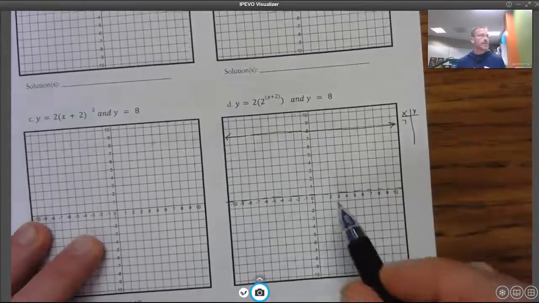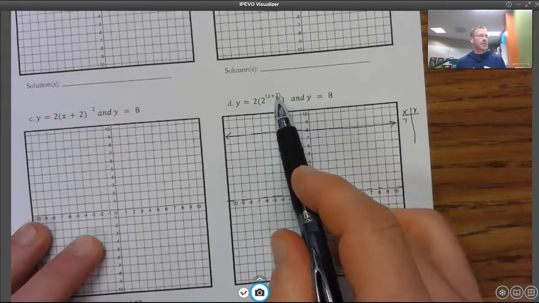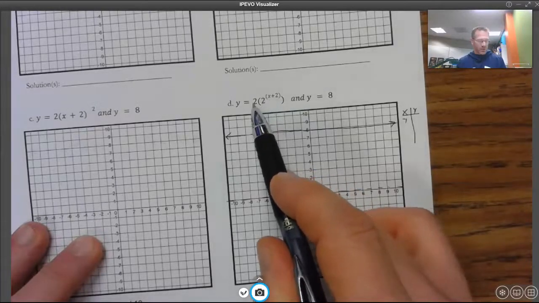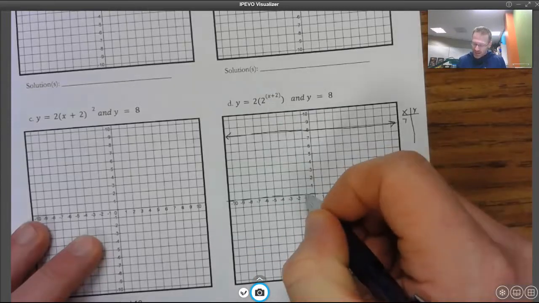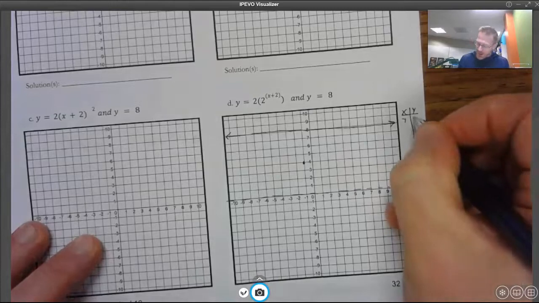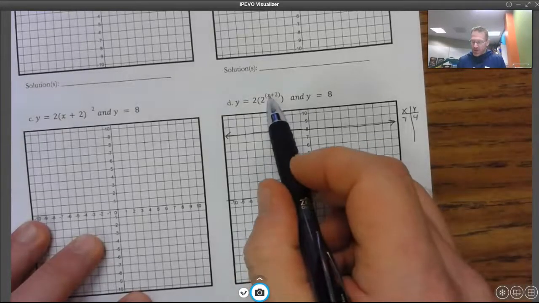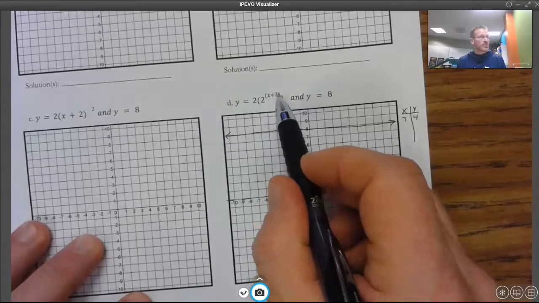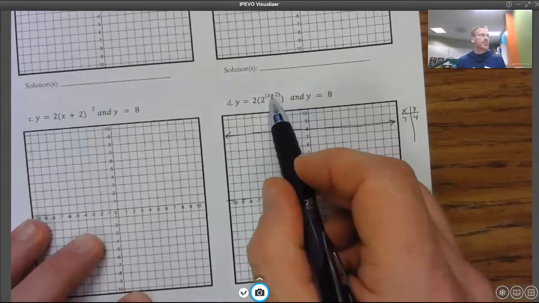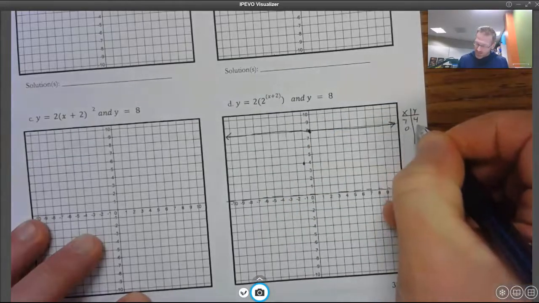I'm going to start with -1. If I plug -1 in here, I get -1 plus 2, which is 1. 2 to the first power is 2. 2 times 2 is 4. So at -1, I get 4. Then I'm going to plug in 0. When I plug in 0 here, I get 0 plus 2, which is 2. Then 2 squared is 4. 4 times 2 is 8. So I get (0, 8) right there.